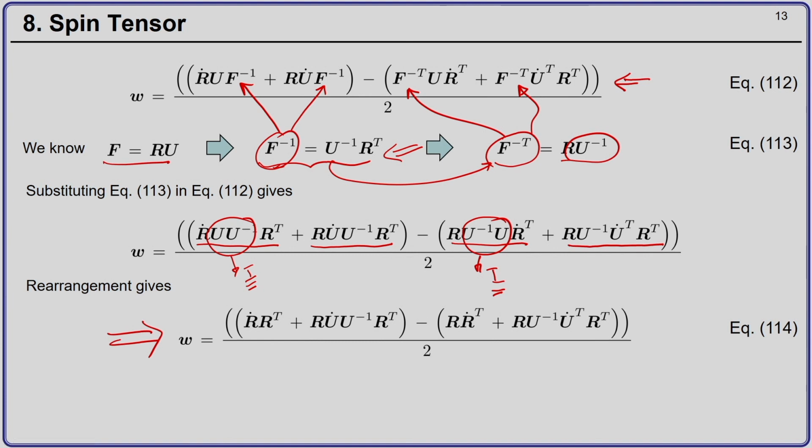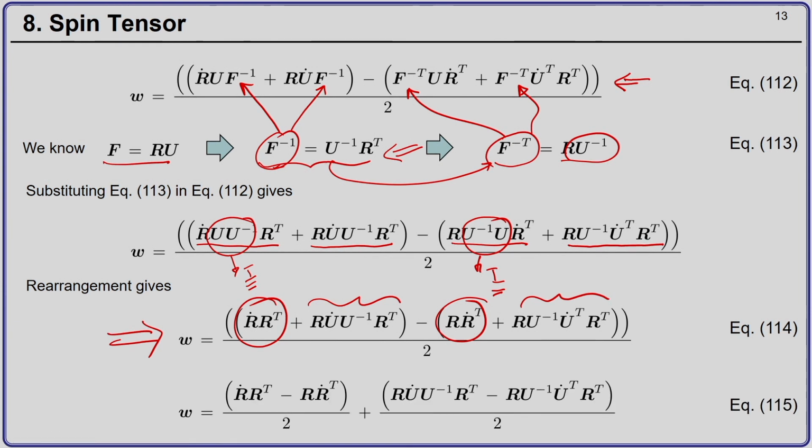Okay. Now, what I can do is a little rearrangement. I can bring the first and the third term inside one bracket, and I can bring the second term and the fourth term inside a second bracket. So, if I do this, I can write the spin tensor as this first term, which does not have any U, and the second term, which contains all the U's, or the right stretch tensors. Okay. Up till now we are fine.